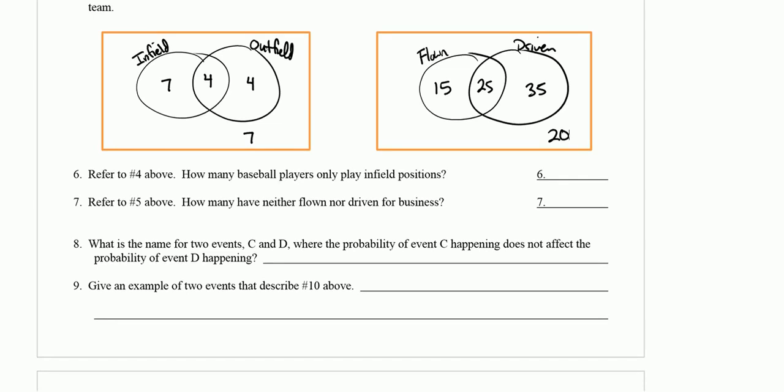Number 6, refer to 4 above. How many baseball players only play infield? We see that 7 only play infield. 7, refer to 5 above. How many have neither flown nor driven for business? That would be the 20.